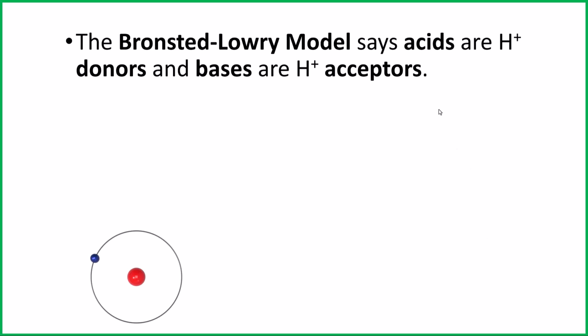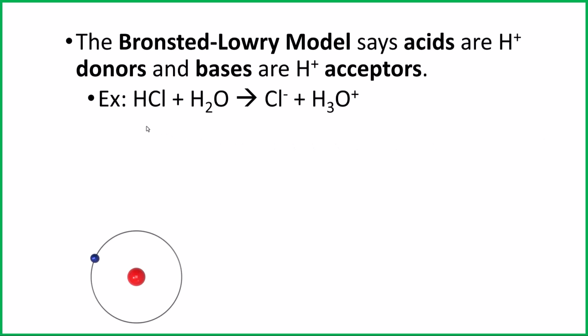It says that acids are H plus donors and bases are H plus acceptors. So for example, if we're talking about hydrochloric acid and we're mixing it in water, yes, it does produce an H plus ion, but that ion is actually given to the water molecules. And so that is an H plus donor, and that would make the water here a base because it is receiving that H plus, or I know I've been saying H plus, but generally we also consider that a proton.